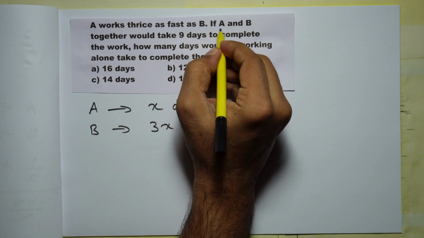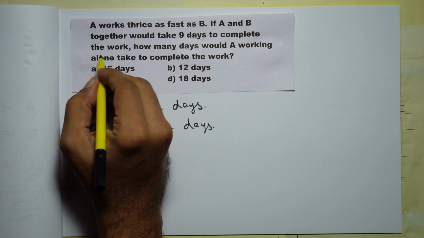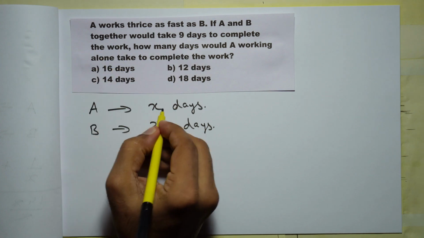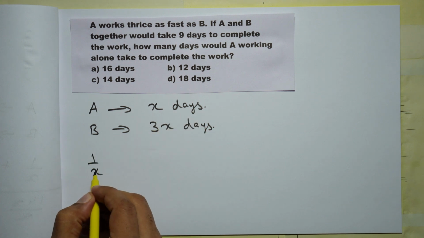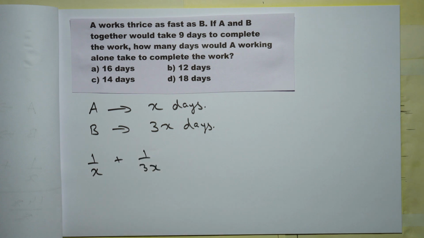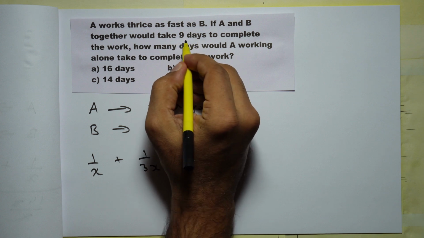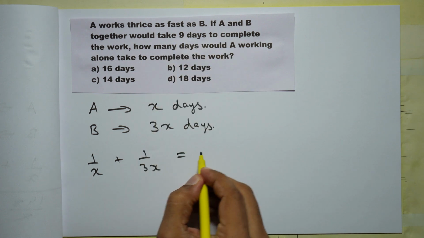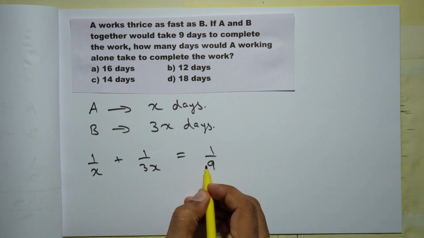Next it is given that A and B together would take 9 days to complete the work. Now both A and B are working. A will do the whole work in X days, so every day A will do 1 by X of the work, and every day B will do 1 by 3X of the work. If they are working together, they can complete the whole work in 9 days, so every day they will do 1 by 9th of the work. So this is the equation that we get.